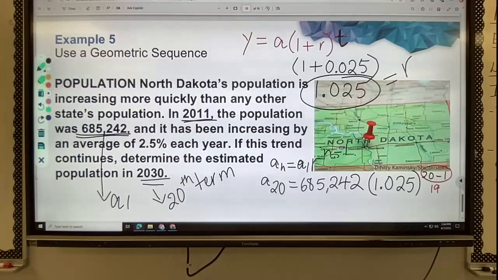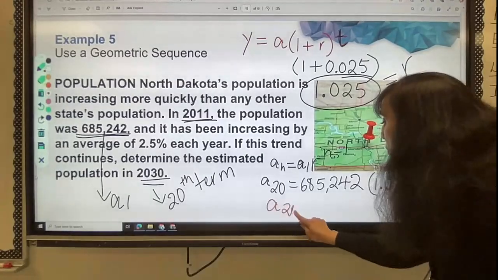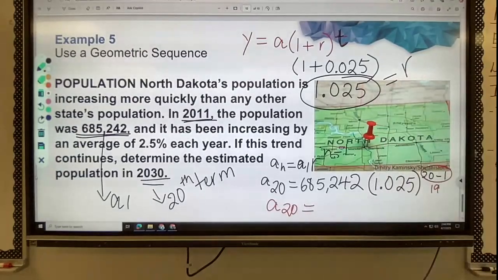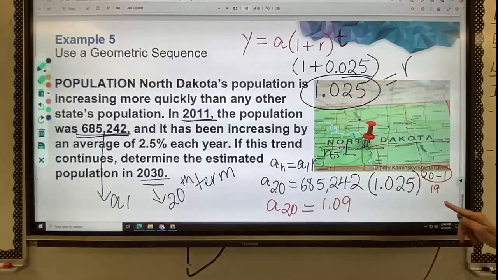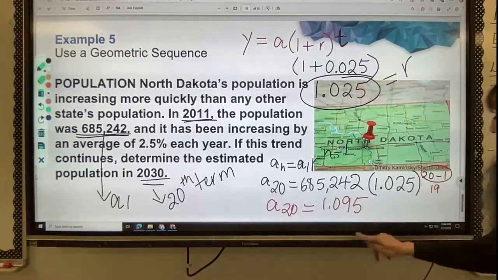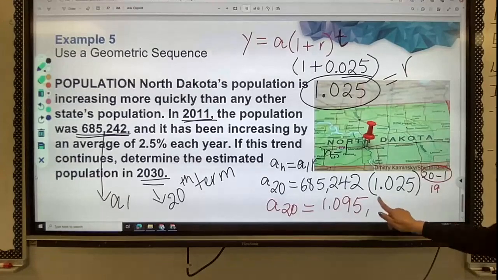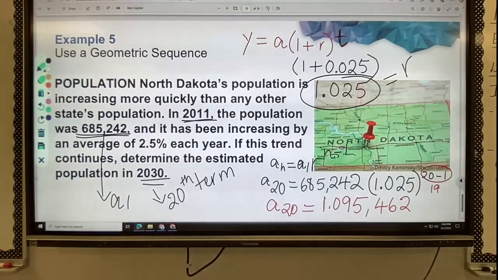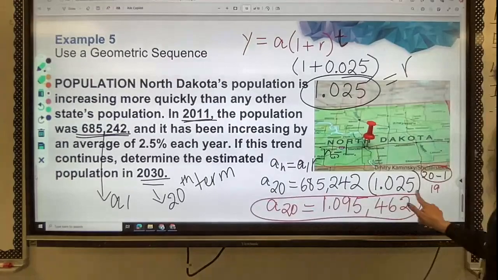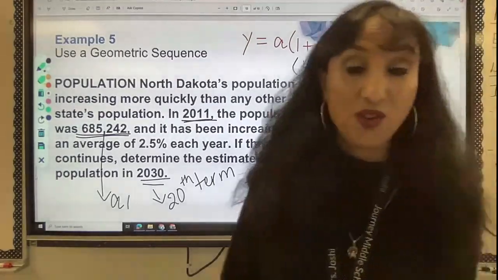And so then when I use my calculator to simplify, I am going to end up with the 20th term is going to be 1,095,462. So this is my estimated population in 2030 in North Dakota; it will be this much. Okay, so that's how we calculate geometric sequence.